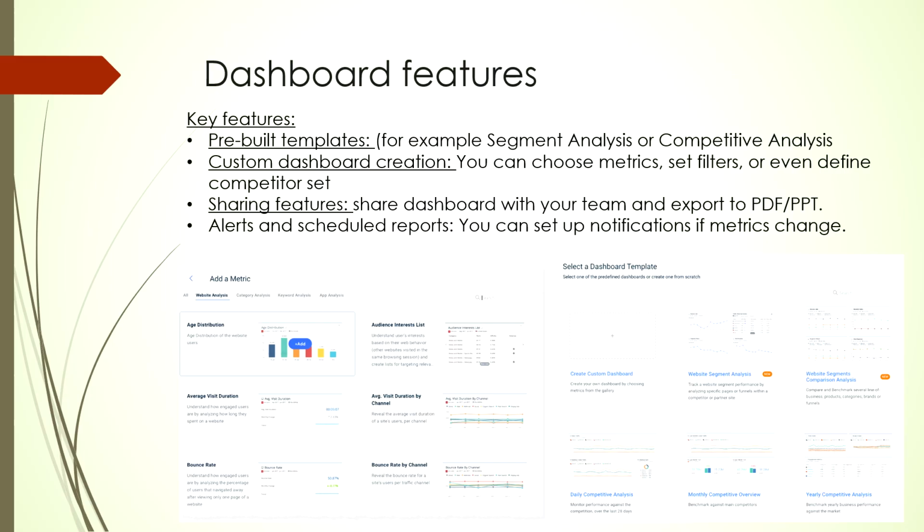So here, screenshot. Here's how you add a metric. So age distribution, average visit duration, onward, a lot of different metrics. And then you can even choose different dashboard templates. So you can create one. You can choose website segment analysis, website segment comparison analysis, a lot of other templates here that you can see.